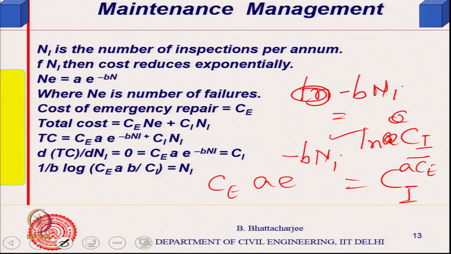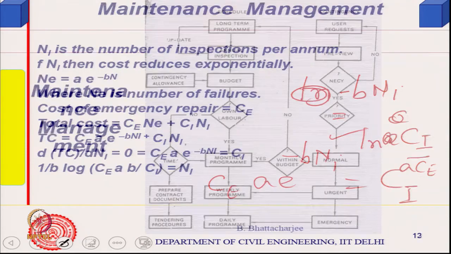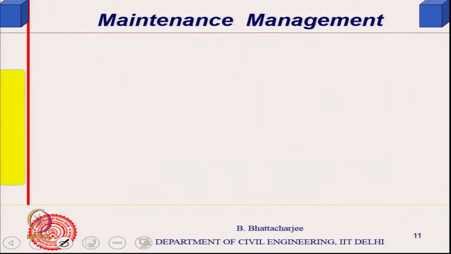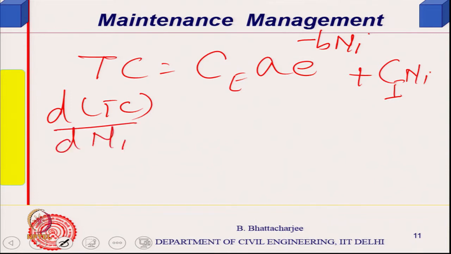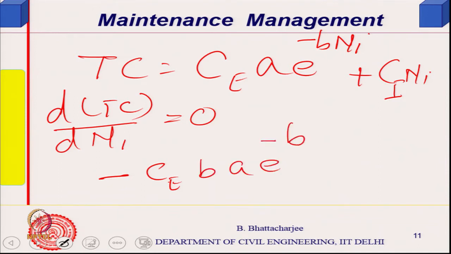Am I right? Let me just do it again, write it clearly for you. What I am trying to say is, the total cost is the cost of emergency, which is Ce A e to the power minus B Ni, plus the cost of inspection into Ni. Differentiate this with respect to Ni, put it equal to 0, then you get minus Ce B A e to the power minus B Ni plus Ci equals 0.